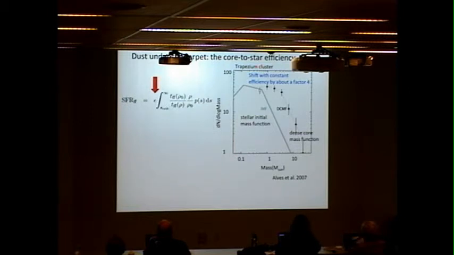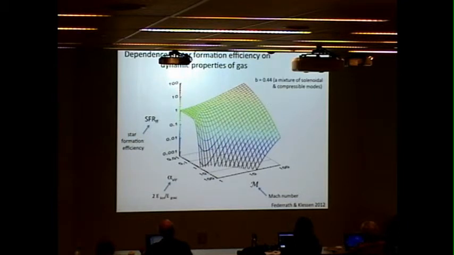And so here is a way to see it. These are observations from Alves et al. from the Trapezium cluster. This is the observed IMF. This is the observed dense core mass function. And what you see is that the dense core mass function has the same shape as the IMF, if you just shift the gray line by about a factor four or so, okay? So that's what this dashed line is, just simply the gray line shifted there by a factor four or so. So it means that this epsilon parameter is like 25, 50%.